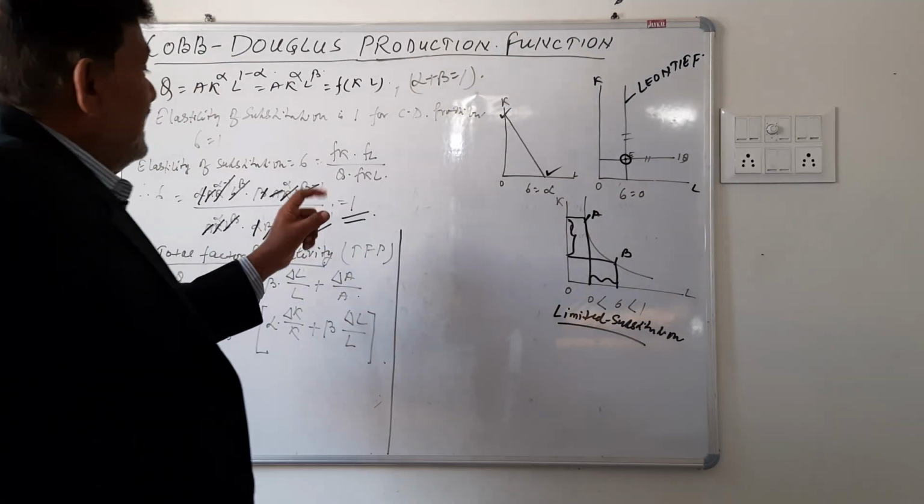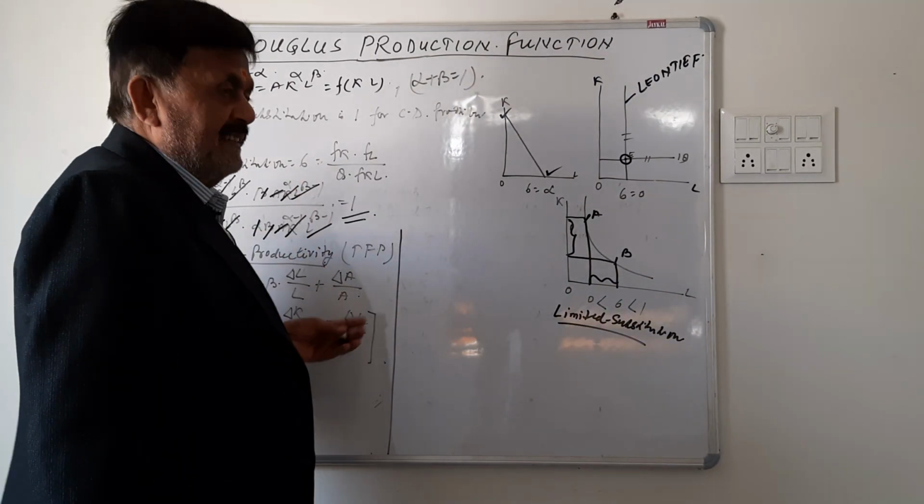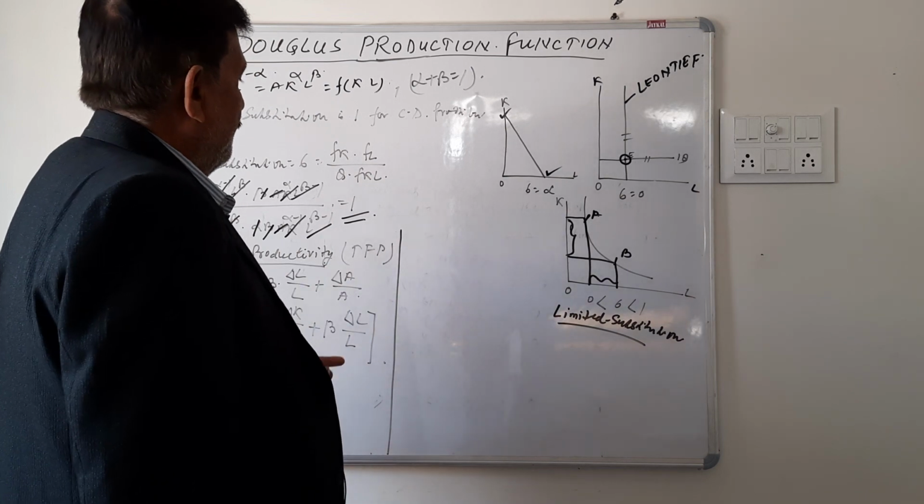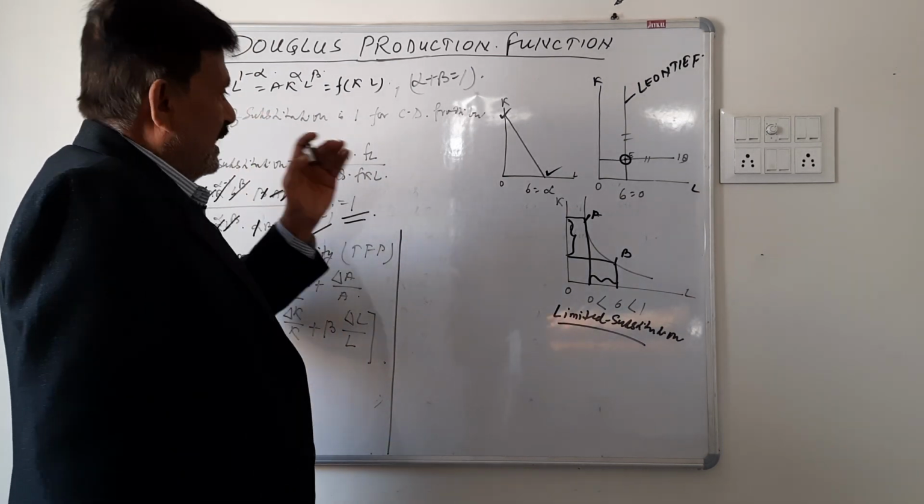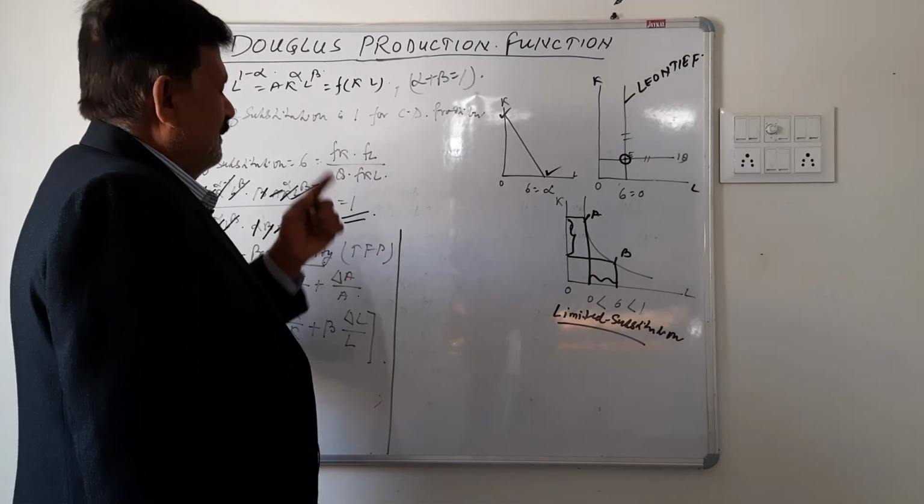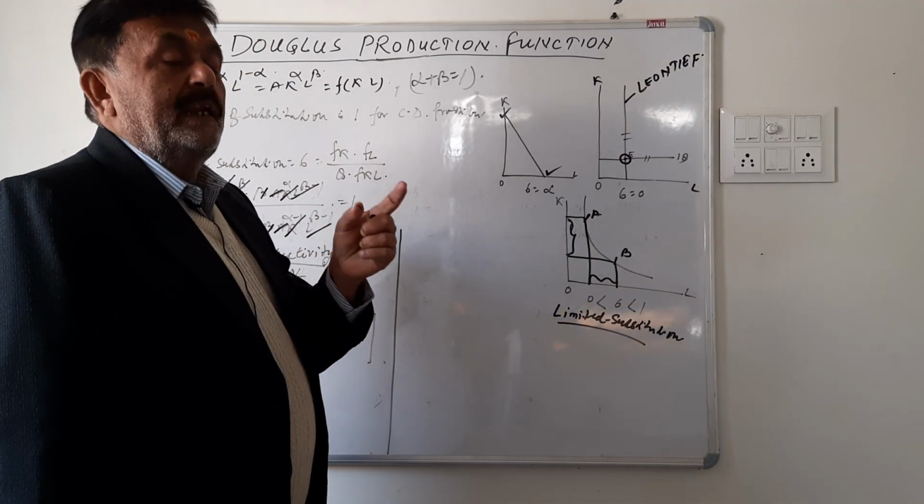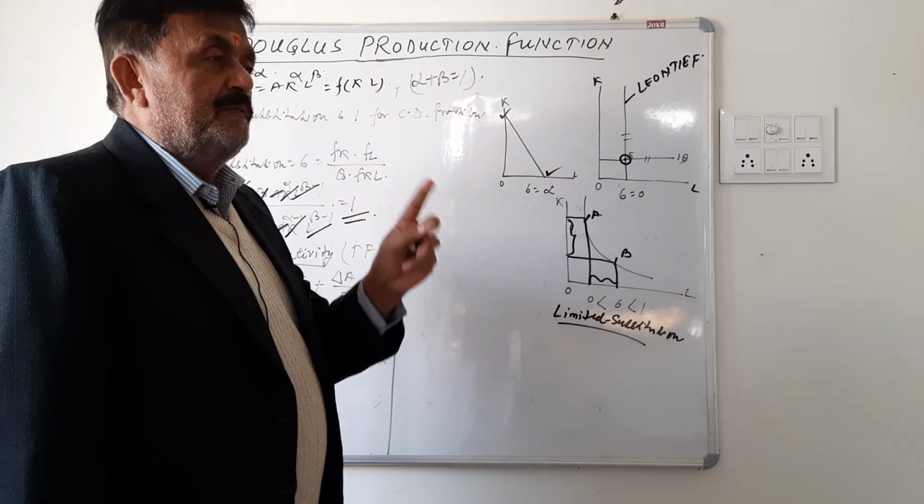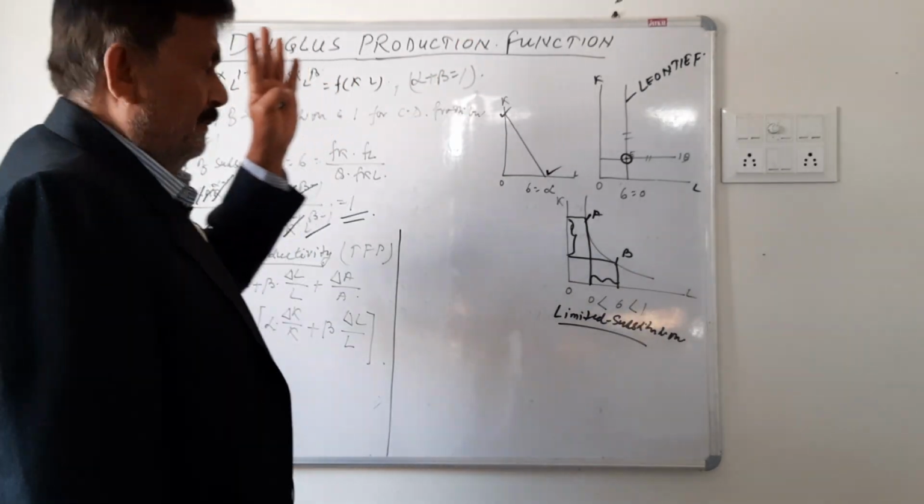Now, this unitary elasticity of substitution means theoretically that whatever be the level of production for this Cobb-Douglas, the factor ratio K by L or L by K remains constant for each and every level of production.